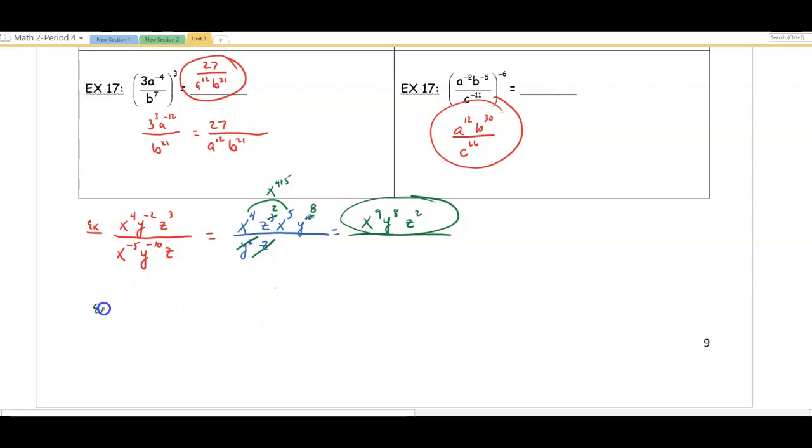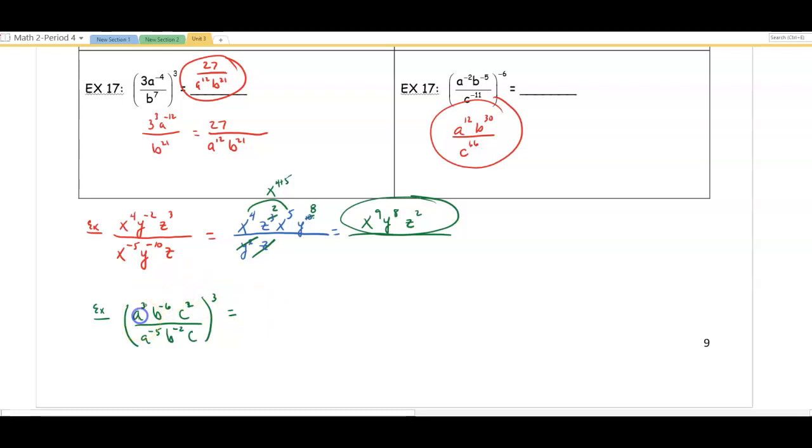So when I look at the last example here, if I did something like a to the 3rd, b to the negative 6, c to the positive 2, all over a to the negative 5, b to the negative 2, c, all raised to, say, the 3rd power. A lot of you like to simplify the inside of the quantity first, but I'm going to advise you to raise everything to the exponent 3 first.